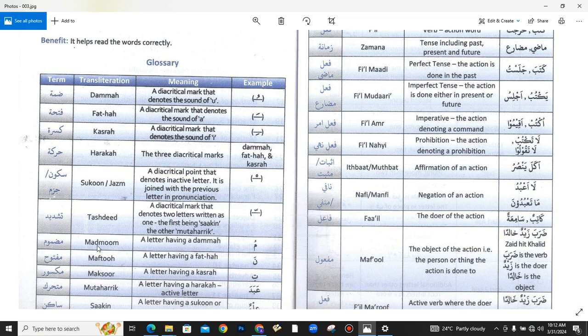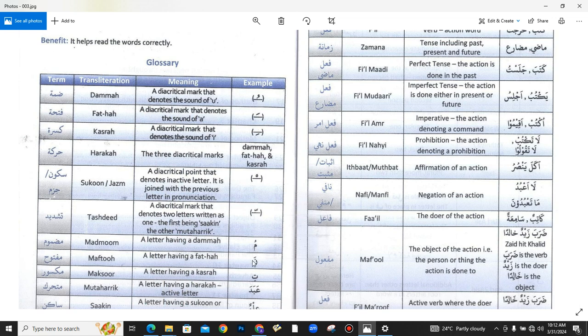Okay, mazmum is the name of the attribute of the letter where dhamma is. We had read, if you still recall, there was zamma, a sign that makes the sound look like "u". So wherever the zamma is, that letter is called mazmum, and wherever the fatha is, that letter is called maftu. Like here, this is the letter mim, and there is zamma. So this is zamma, and this letter is mazmum.